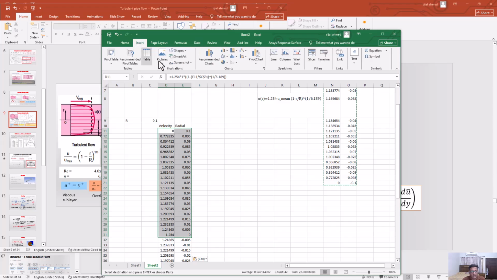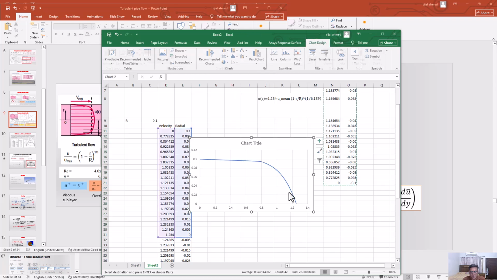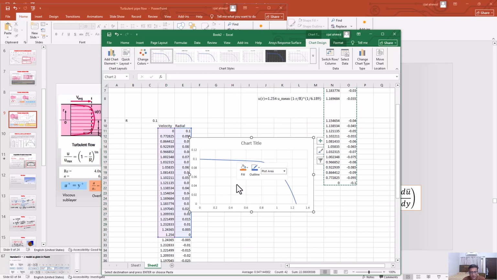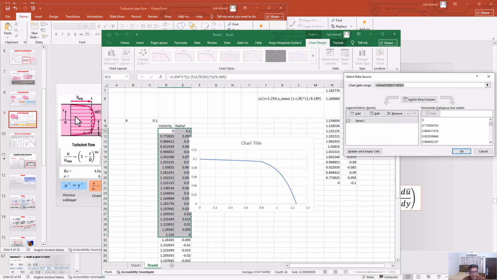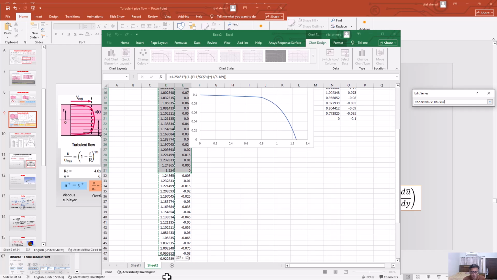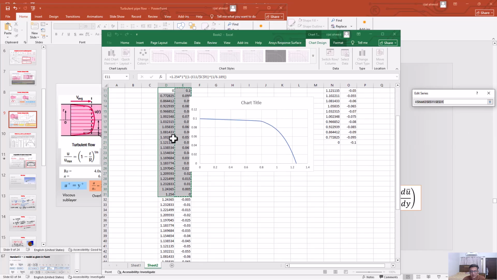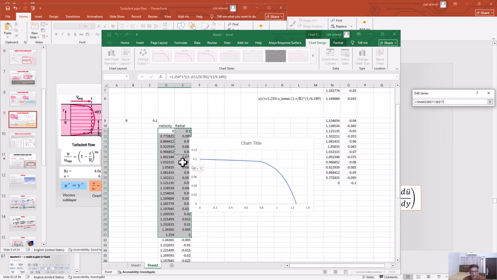Okay. So insert chart. This is a half chart here. Okay. So in order to make it complete, like you see in the picture here, what you have to do is edit the series and put all the values for the x and y directions. So velocity is on the x-axis, and the radius is on the y-axis.